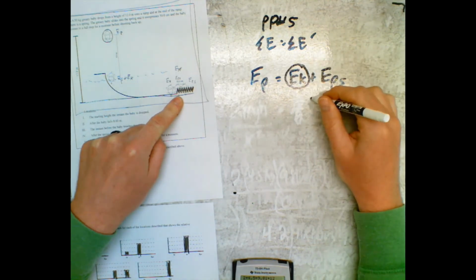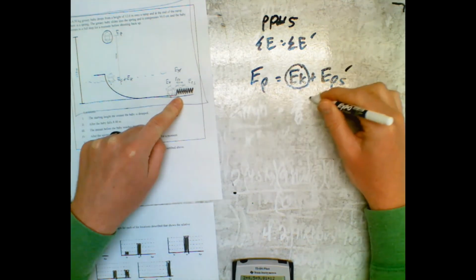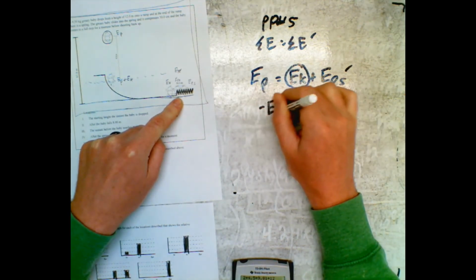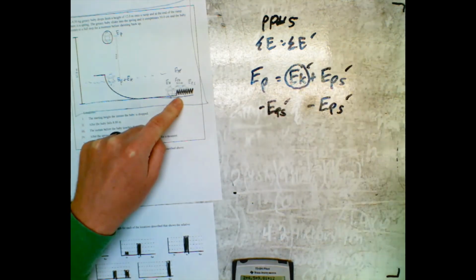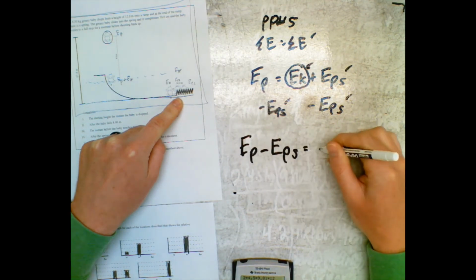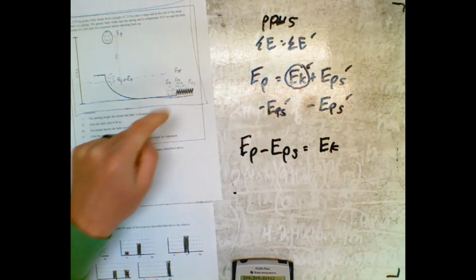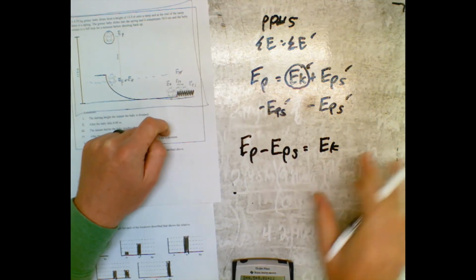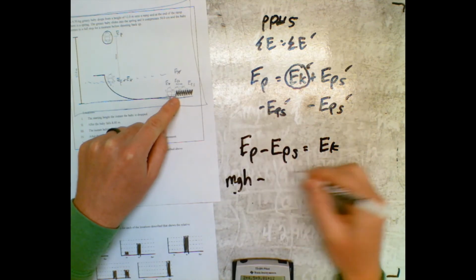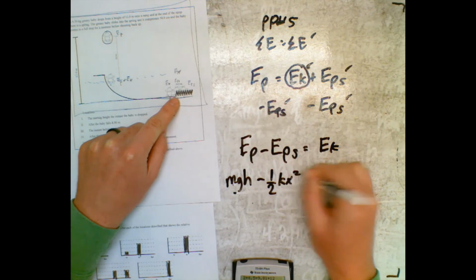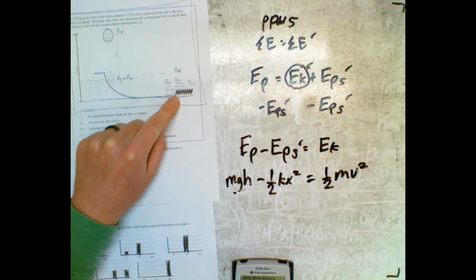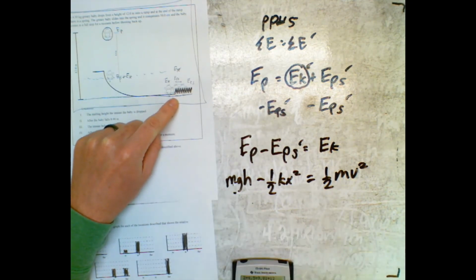So the first thing I'm going to do is move this to the other side by subtracting EPS from both sides. And I should use my tick because it's after. So we have EP minus EPS is equal to my EK. I find it easier to rearrange it first, and then I'm going to try to find my velocity here. So it's mgh minus 1/2 kx squared is equal to 1/2 mv squared. Okay, we have a mass here, we have a mass here, but they don't cancel out because it needs to be in all 3.